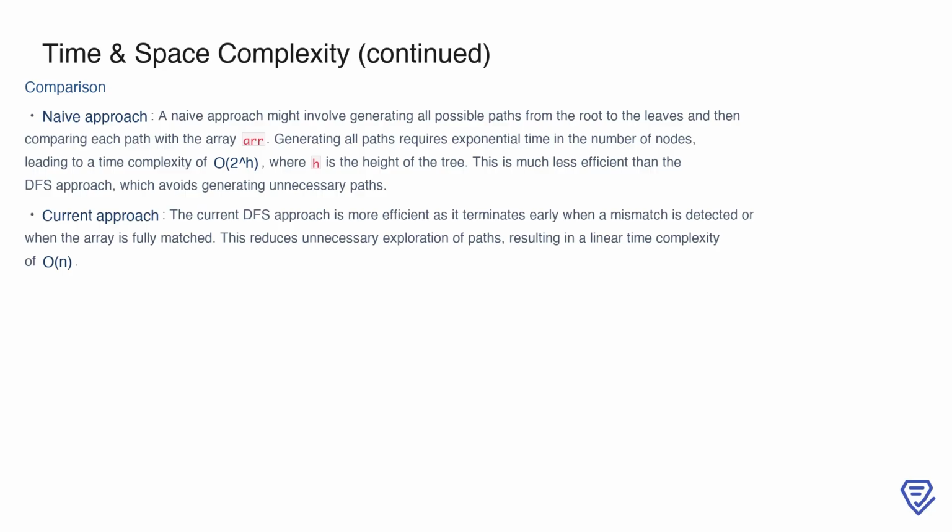However, generating all paths is computationally expensive because the number of paths can grow exponentially with the number of nodes. For a tree of height h, this would result in a time complexity of O(2^h). On the other hand, the current DFS approach is much more efficient. It avoids generating unnecessary paths and terminates early whenever a mismatch with the array is detected or when the array is fully matched. By doing this, the algorithm ensures a linear time complexity of O(n), which is significantly better than the exponential complexity of the naive method.